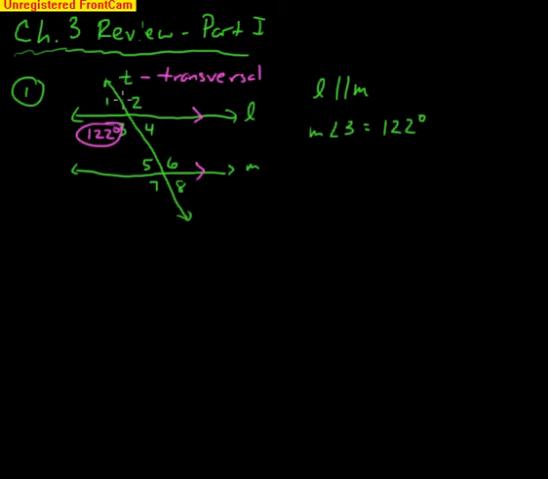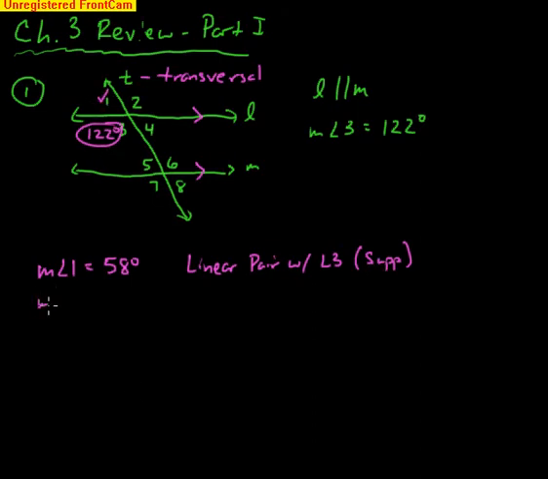So how do we find all of these other angles? What is the relationship? Okay, so let's start with the measure of angle 1. The measure of angle 1 is going to be 180 minus 122. That's 58 degrees. The reason is angle 1 and angle 3 form a linear pair. Linear pair with angle 3. And we know linear pairs are supplementary. Okay, so there's angle 1.